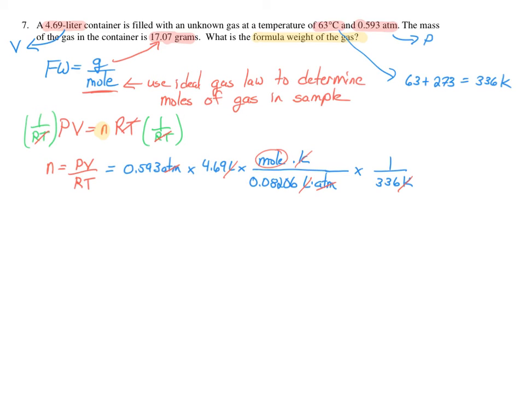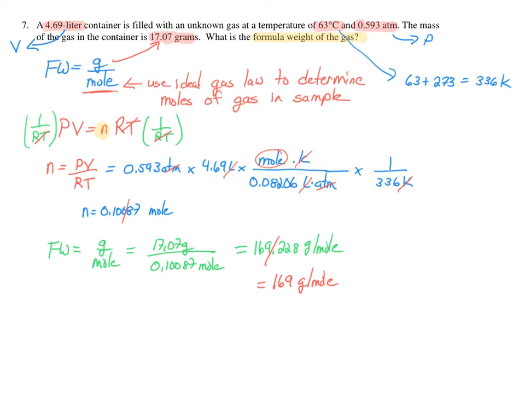We can get a numerical value for the number of moles of gas. So once we have moles, we can put it into the definition of formula weight, which is mass divided by moles, and get our final answer. There's 3 sig figs justified, and we're done.